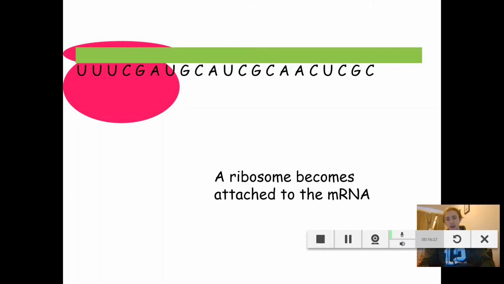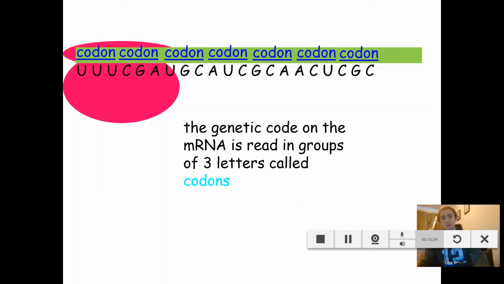Now, we then have a load of codons in here. And this is the second point, that the genetic code on the mRNA is read in groups of 3 letters called codons. So every 3 letters is a codon. Now that's a key term. It's not asked about as much as anticodon, which is asked about all the time, but it is a key term and it is important to understand.